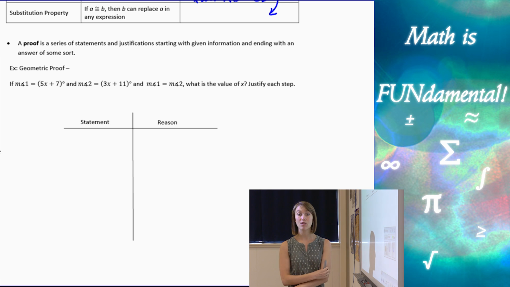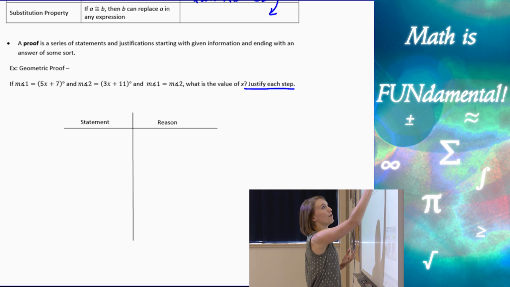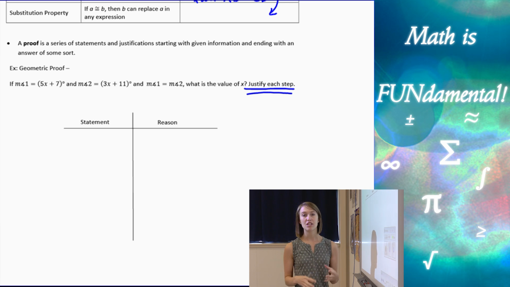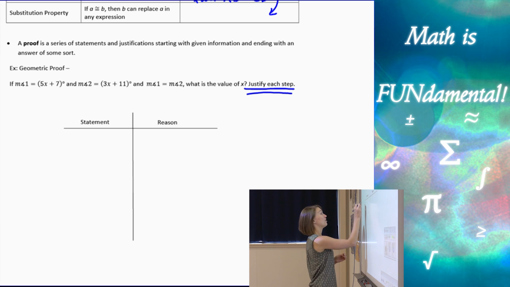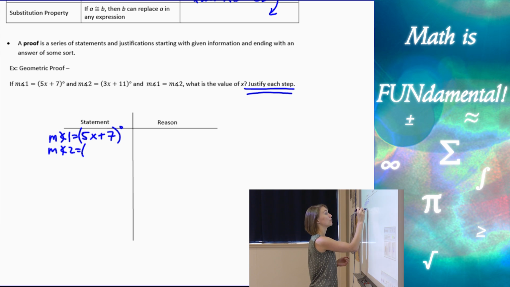So it seems like a simple little algebra problem for us, but I want to talk about what a proof is. So we're going to justify every single step just to kind of get into what a proof really is. So first thing we're going to do is start with the given information. So here I'm going to have the measure of angle 1 equals 5x plus 7 degrees, and the measure of angle 2 equals 3x plus 11 degrees.